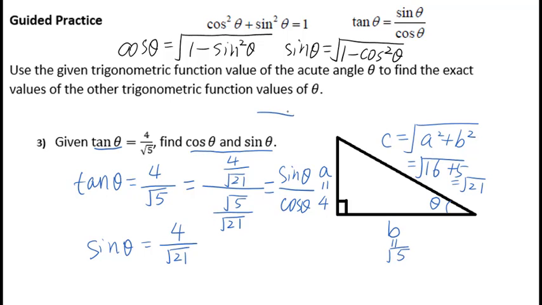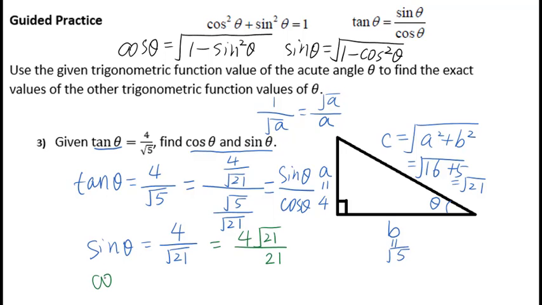Remember the trick: when you have 1 over square root of A, I can write down square root of A over A. Therefore, for this 4 over square root of 21, I can write down square root of 21 over 21. The 4, you just carry on. That will be the sine theta.